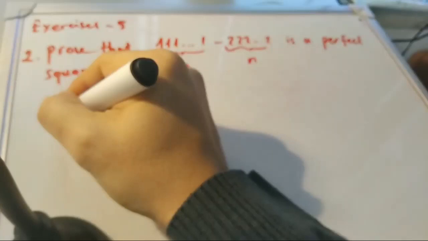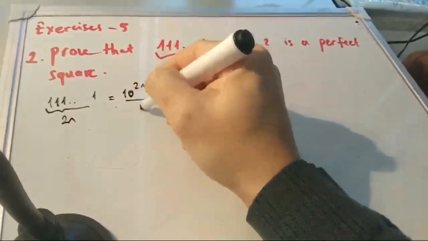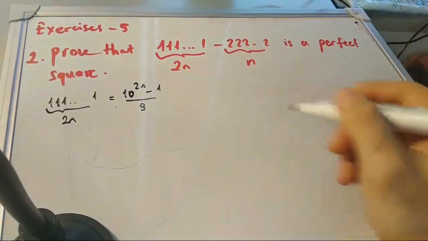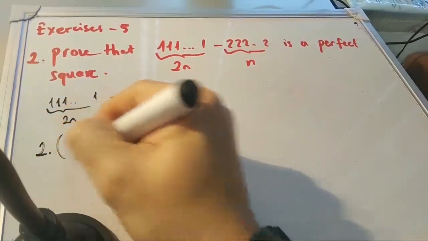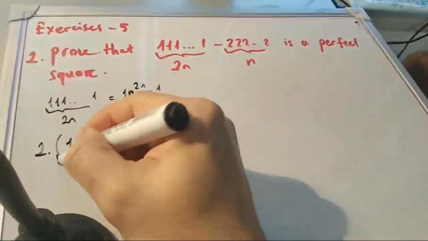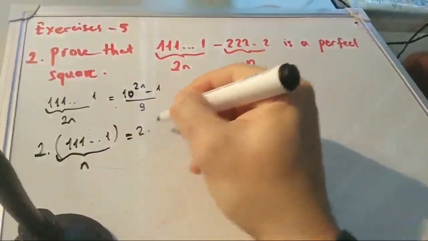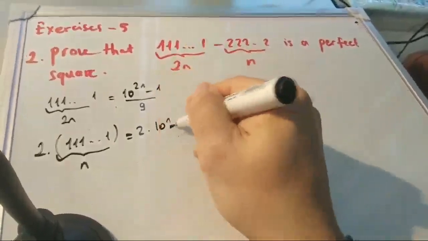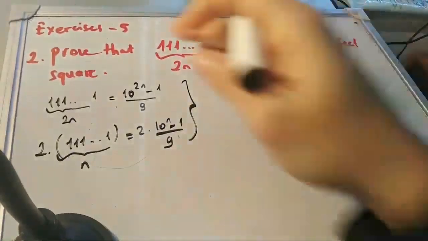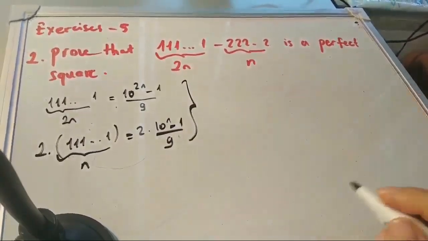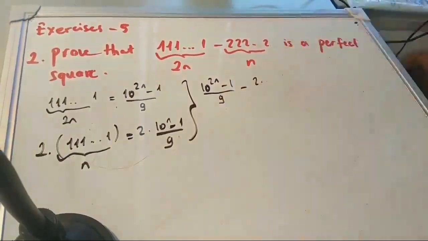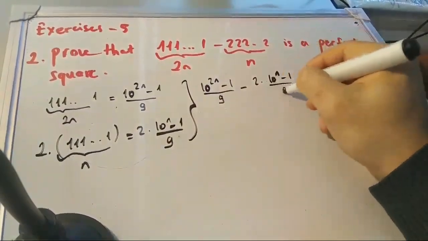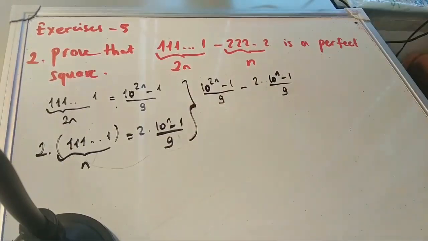The number with 2n ones will be (10^(2n) minus 1) over 9. And instead of n twos repeating, we can write 2 times 111...1 (n ones), which is 2 times (10^n minus 1) over 9. And we will take the difference between the numbers: (10^(2n) minus 1) over 9 minus 2 times (10^n minus 1) over 9. And we have to prove it's a perfect square.